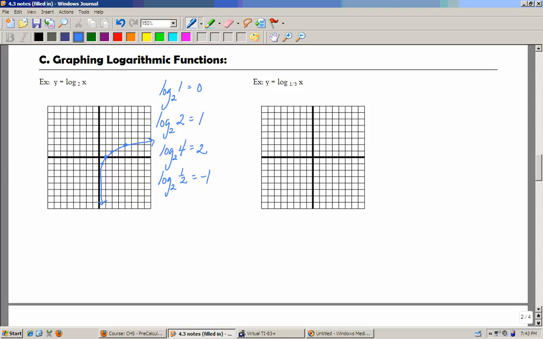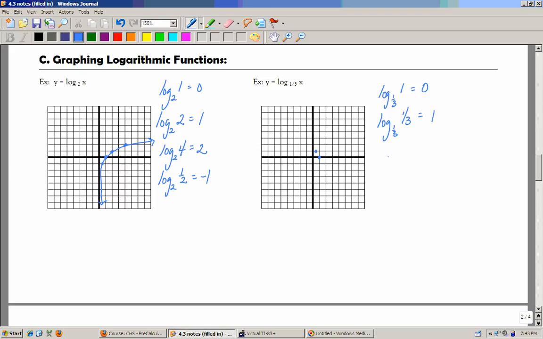Looking at the next one, it's the same idea, but the base is now between 0 and 1. So our base of 1/3. Again, if you plug in the number 1, anything to the 0 power is equal to 1. (1, 0) is on every log function graph. If you match the base, you do log base 1/3 of 1/3. You're going to have 1/3 to the first power is 1/3. So this time that's backwards. 1/3 is up at 1.